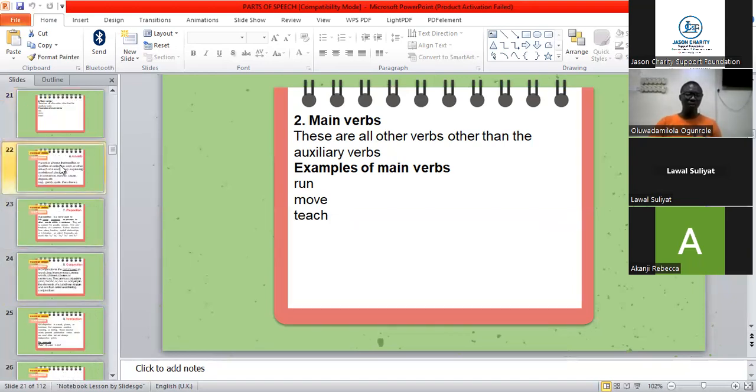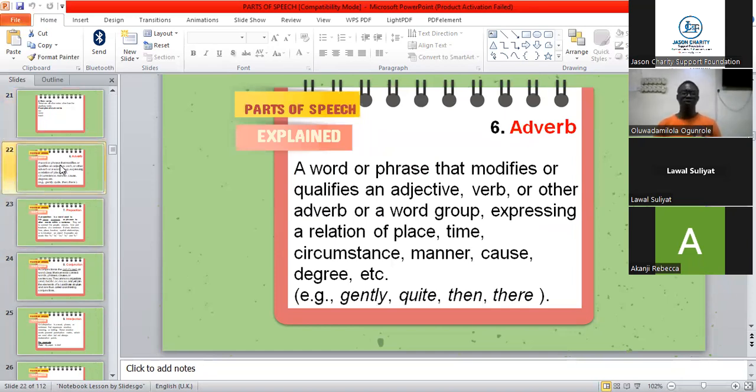And proceeding from there, let's go to another interesting part of speech, and that is the adverb. Now, an adverb is a word or a phrase that modifies or qualifies an adjective. It can modify or qualify a verb or other parts or groups of words. That is, it can qualify an adjective, it can qualify a verb, it can qualify an adverb or other part of speech that needs an adverb to express the meaning.